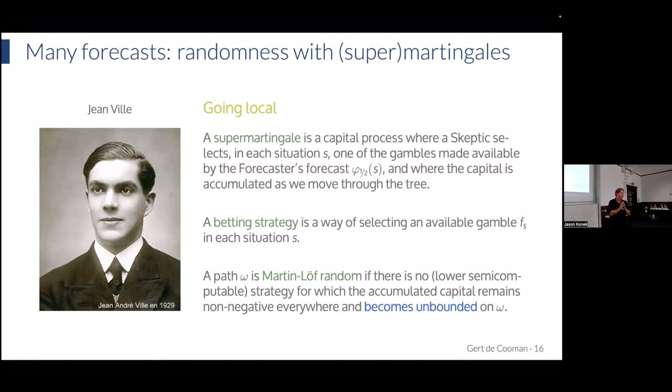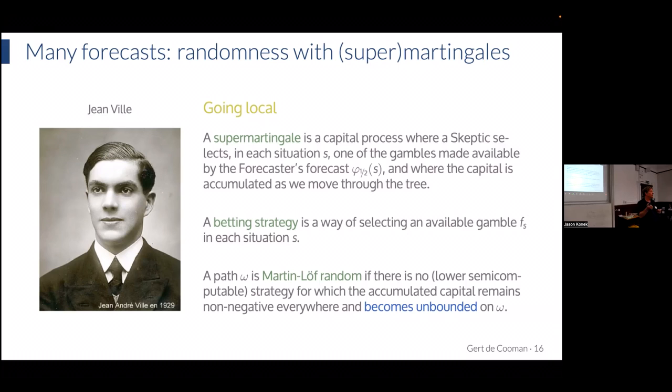And then this is another way of defining randomness. This is what Jean Ville proposed. He proposed this definition for randomness. So the idea is, what if the capital remains zero? Then it doesn't go to infinity.